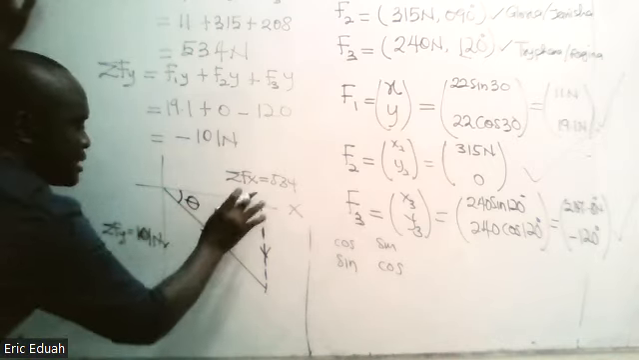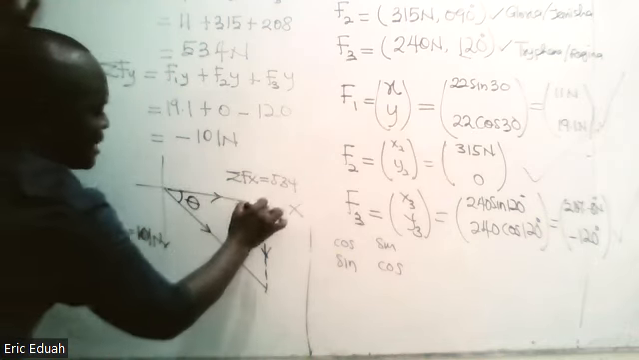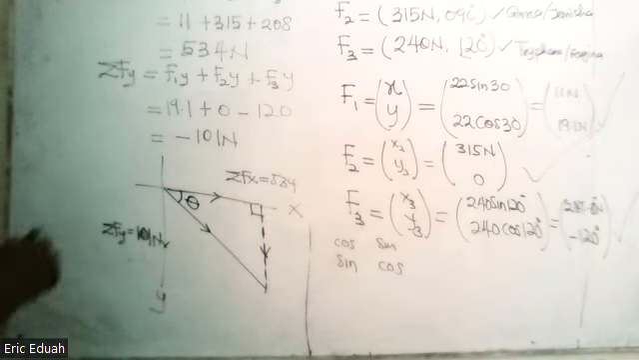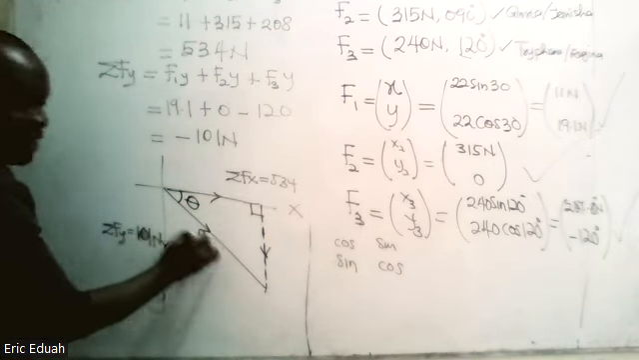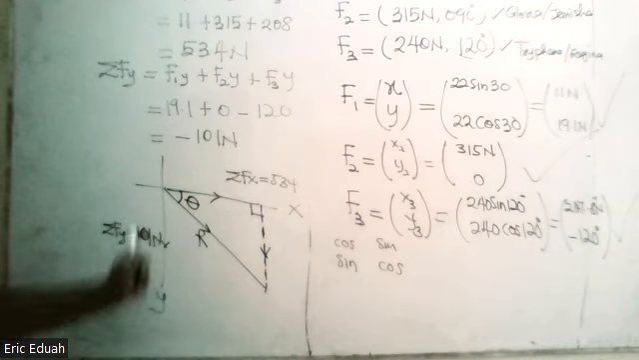So because this is perpendicular to this, what do we use to find the resultant? What do we use to determine the resultant here?